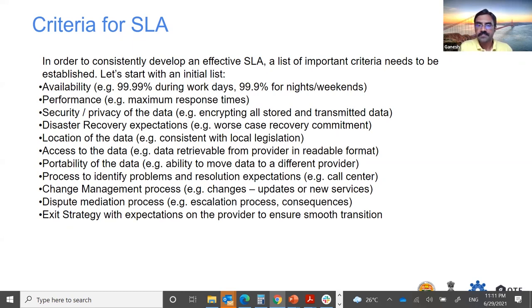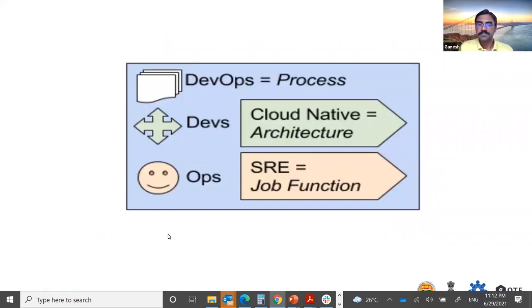Everybody is up and running, right? If there is a failure, field engineers are always in the field and they want to make sure where the failure is. That kind of monitoring systems are available today, right? In order to do that, what is my change management process? Do I have the change management process in place? Is there any mediation process? Again, the exit strategy. So these are some of the different criteria which we look into when we create service level agreements.